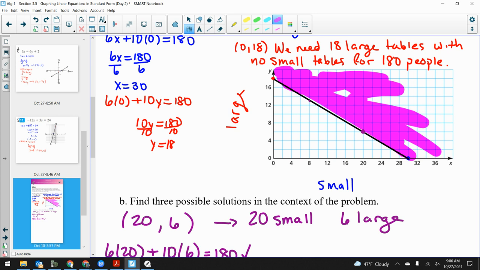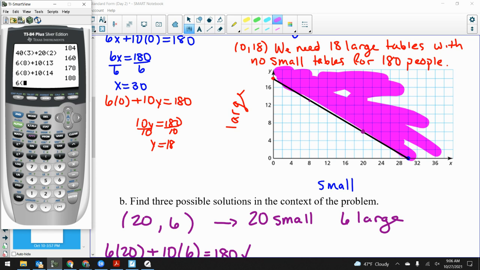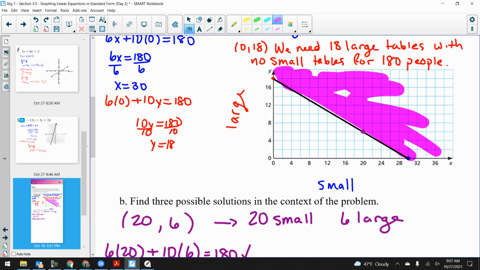Would 26, 2 work? Let's check it. 26, 2. 6 times 26 plus 10 times 2. Not enough. 176. So close, though. You can see what I'm getting at here. You could keep trying points along the line. I know I told you to find 3, but what I'm getting at here is that you can find points along the line. Those are all solutions. You just have to keep running the numbers till you find things that work.